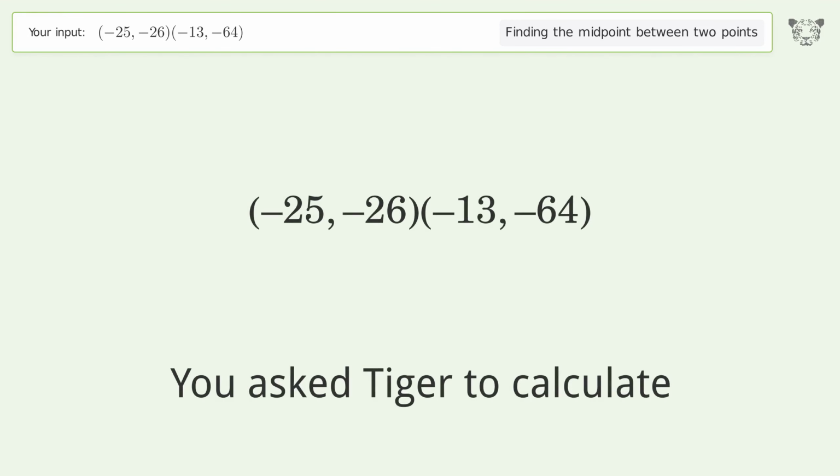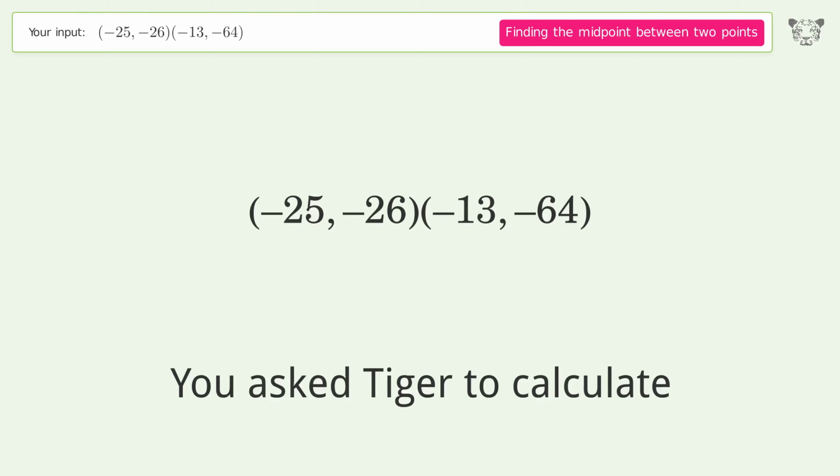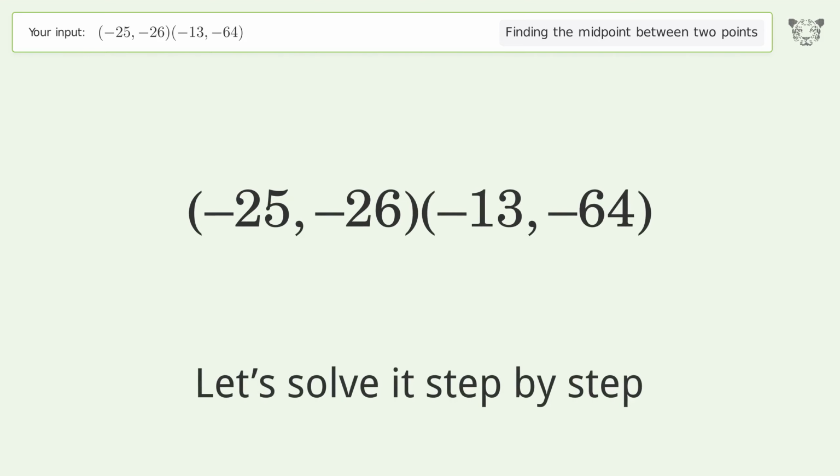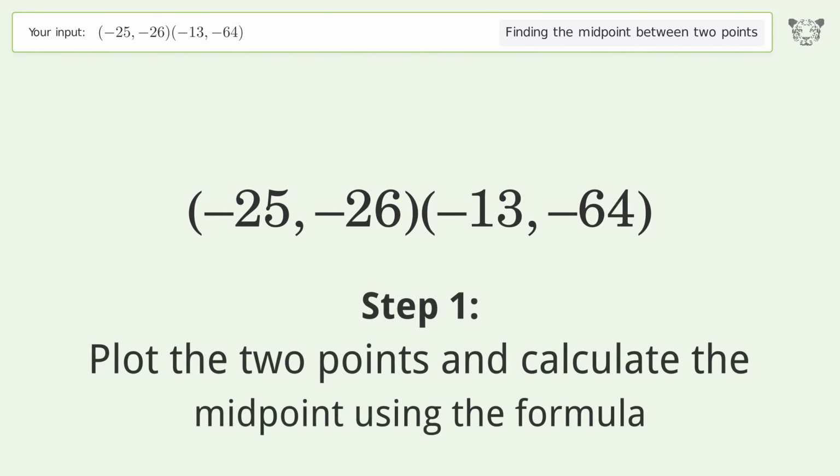You ask Tiger to calculate. This deals with finding the midpoint between 2 points. The midpoint between the 2 points is -19, -45. Let's solve it step by step. Plot the 2 points and calculate the midpoint using the formula.